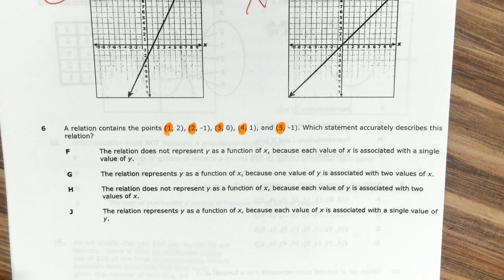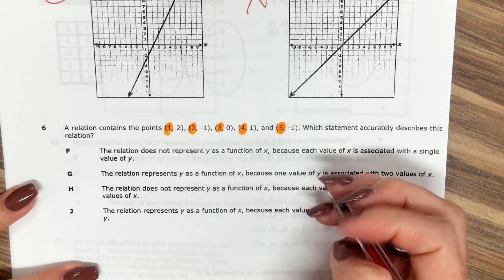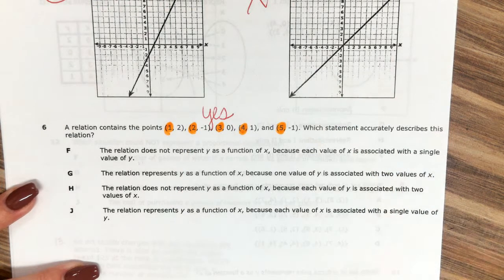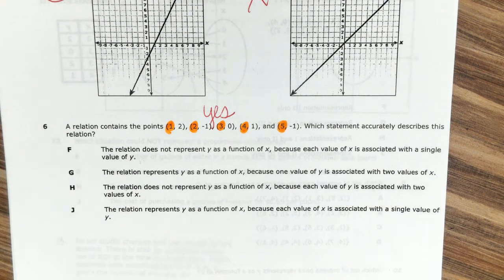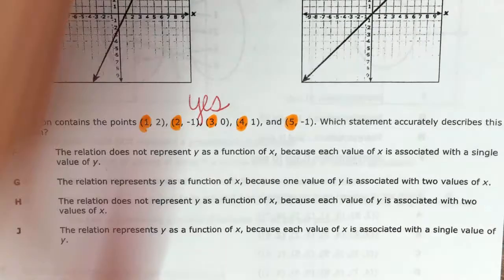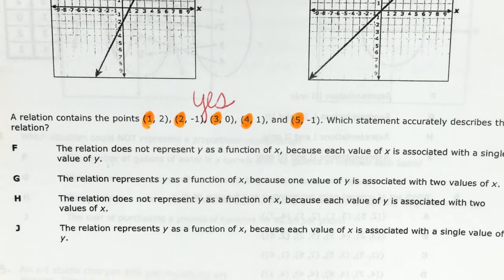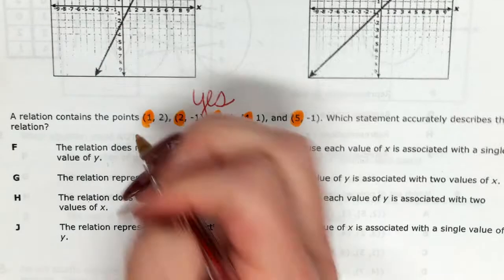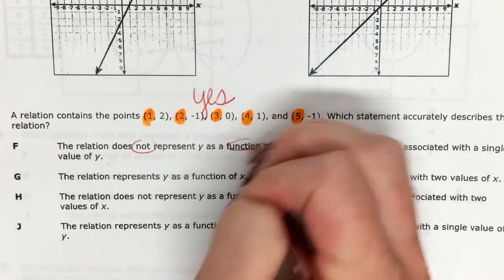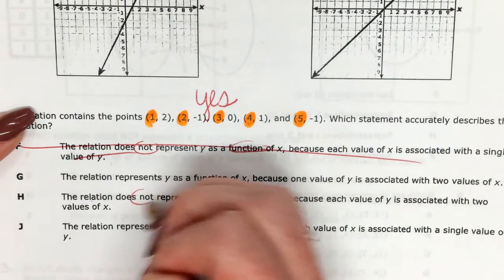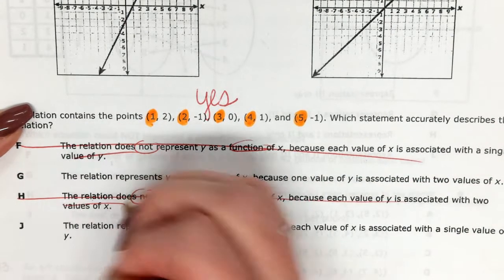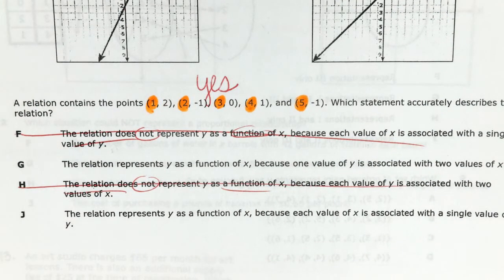Was this a function? Yes. I should have all eyes with me. There's two answer choices that I could mark out because they say it is not a function. What can I mark out? What's wrong with F? It says not a function. It's out. And H says not a function. So now we have to decide between G and J, which both say they are functions.